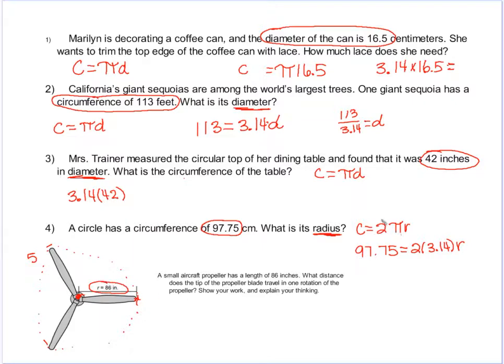So we're going to use the formula for radius. Circumference equals 2 pi r. Circumference equals 2 times 3.14 times 86.